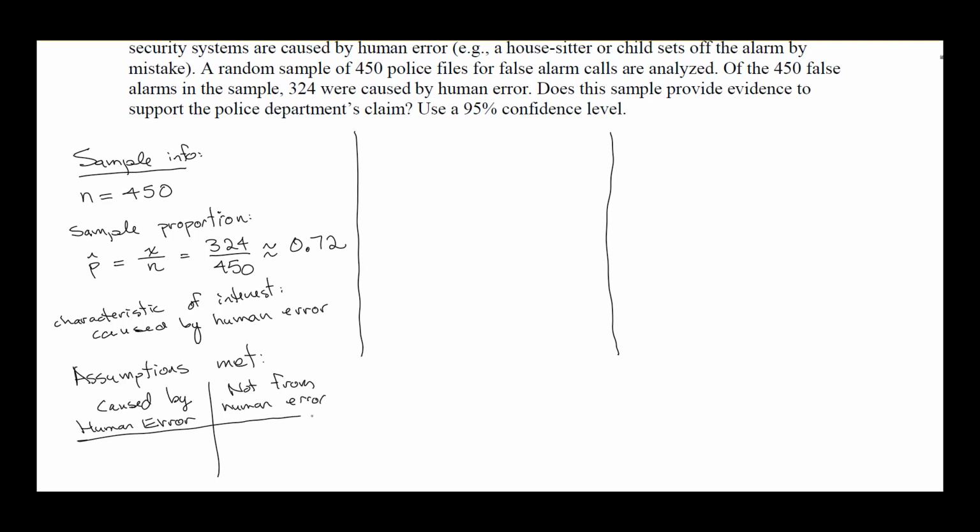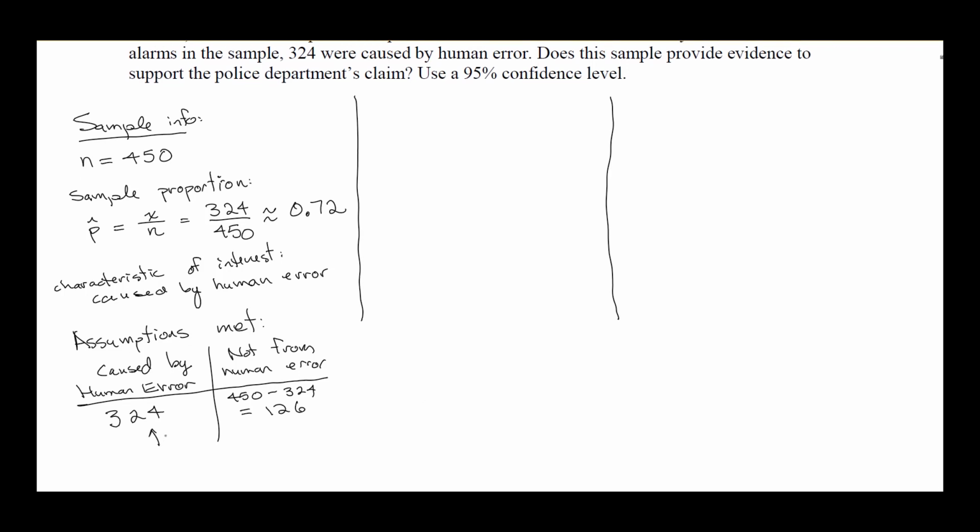And even if you don't create the table, you can conceptually do the same thing. So there are 324 that were caused by human error, right? And so how many are not caused by human error? 450 minus the 324 gives us what? 126. Okay, and so both of these are larger than 10, so that is what we want.